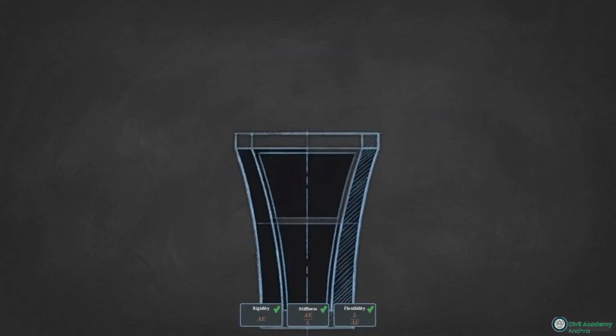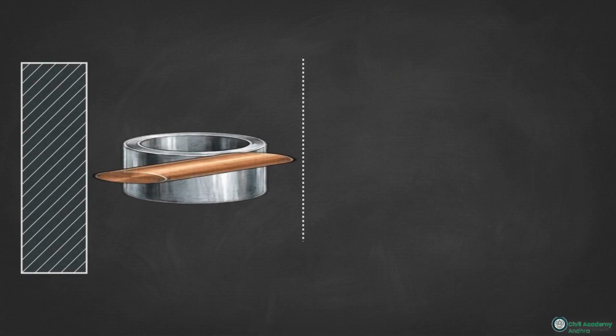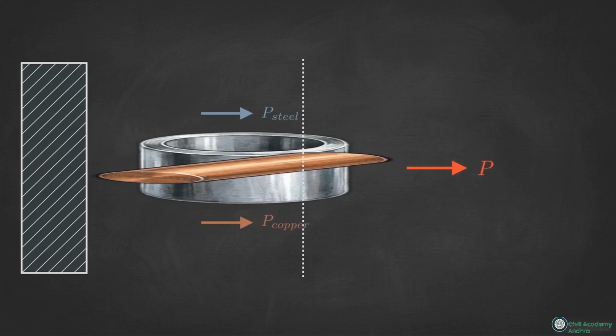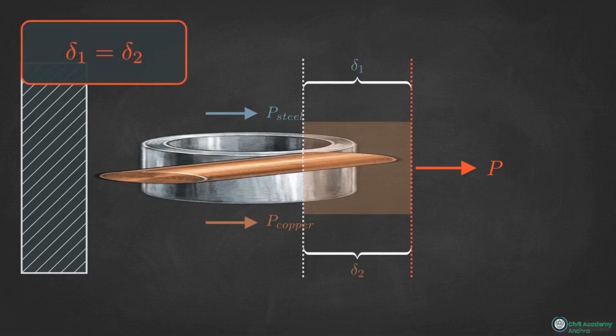This graphic illustrates the principle of superposition for stepped bars in series. When a member has varying cross-sections, the total deformation is simply the algebraic sum of the individual section deformations calculated separately. For parallel composite bars, like a copper rod tightly encased inside a steel tube, the rule changes. The total load is shared between the two metals, but because they are physically locked together, their deflections must be strictly equal. Delta 1 equals delta 2.